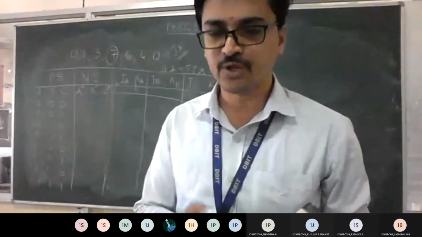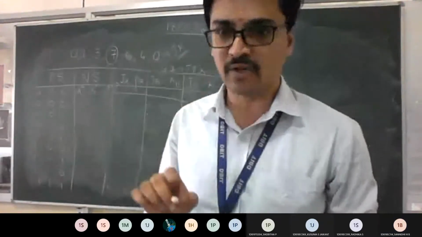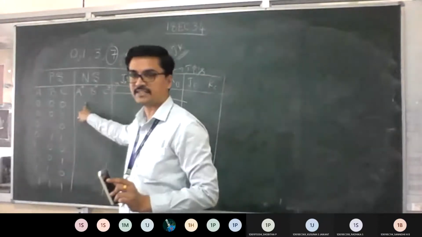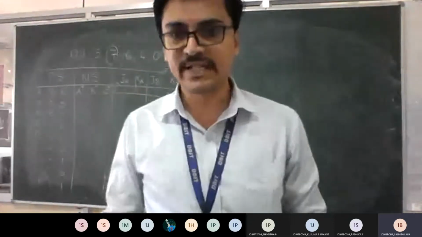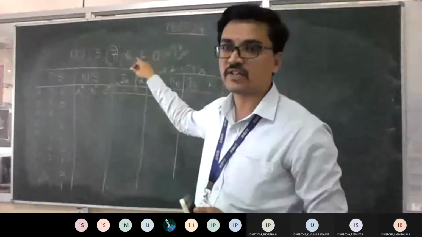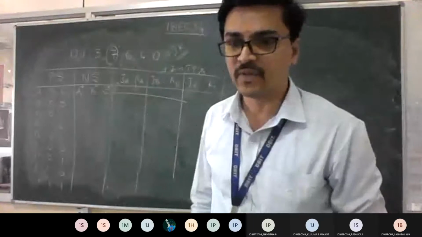In the earlier problem you used to do mod 5, mod 6 or any mod n counter. Straight away you could have written, if it is mod 5, the next state will be 1, next 1, 2, 3. Correct? Now whenever the sequence is given, go with the sequence. Observe carefully. Look at the sequence.